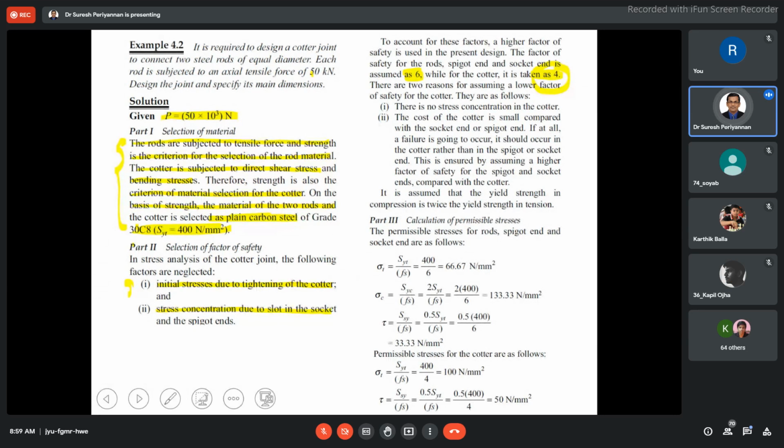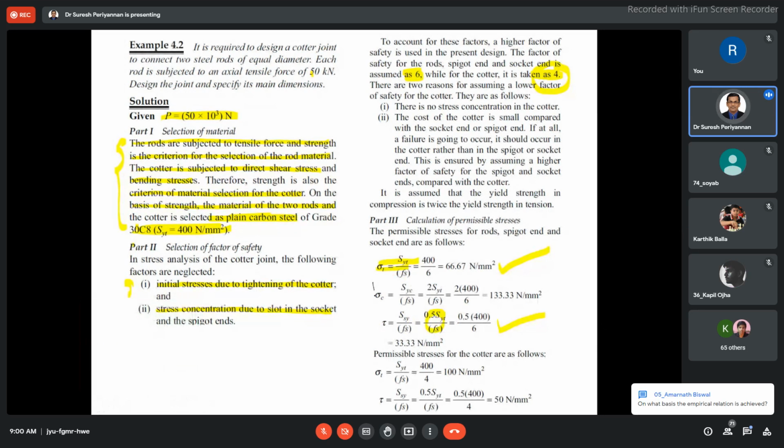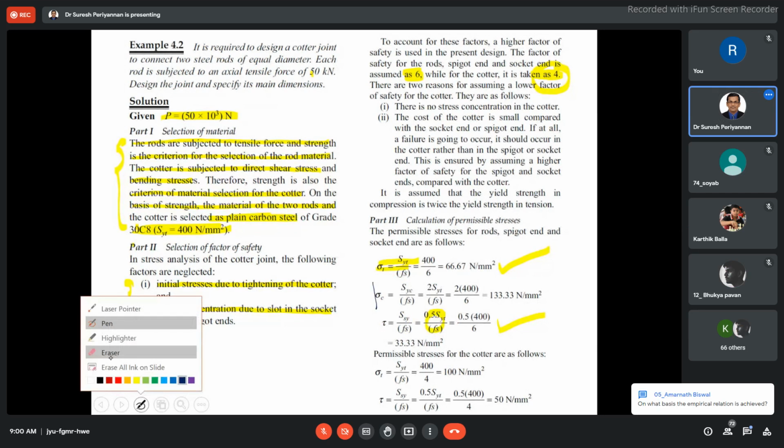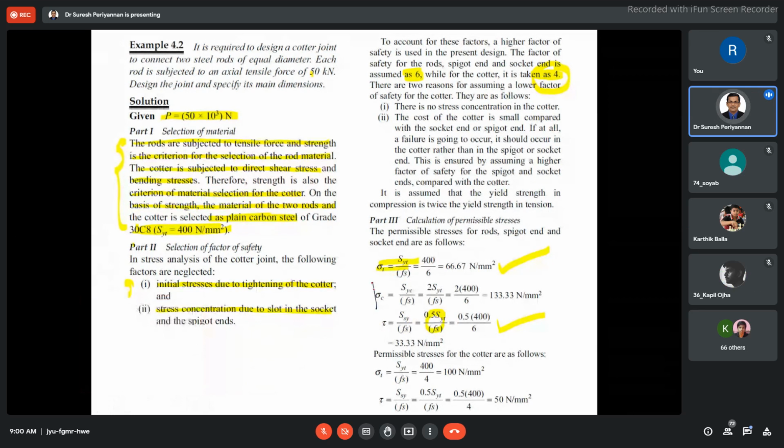Now I come to the calculation of permissible stress. The tensile stress sigma T is nothing but SYT divided by FOS. This is standard. The shearing stress is nothing but shear yield divided by FOS, which is also standard, as we already discussed: 0.5 SYT divided by FOS. But the crushing stress, I think we never discussed this. Here, sigma C is equal to SYC, the yield crushing stress, divided by FOS.